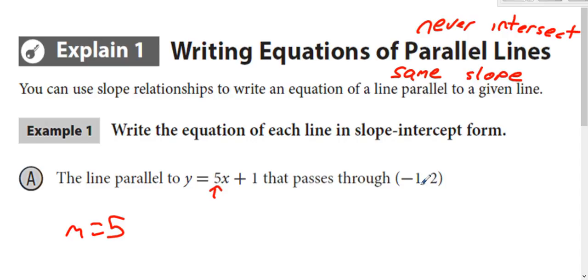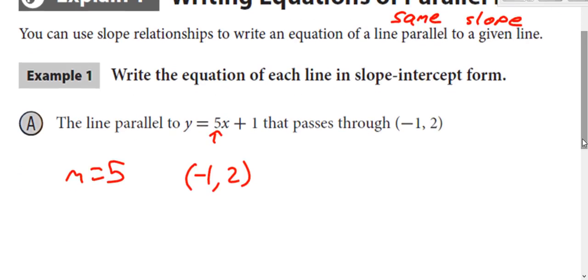We're going to use the slope 5, and we're going to use the point -1, comma 2. Since we have the slope and a point, we're going to use point slope form to get us started at least. So we will go y minus the y from our point, which is 2, equals m, which is 5, and x minus whatever the x is from the point. So minus -1 is plus 1.